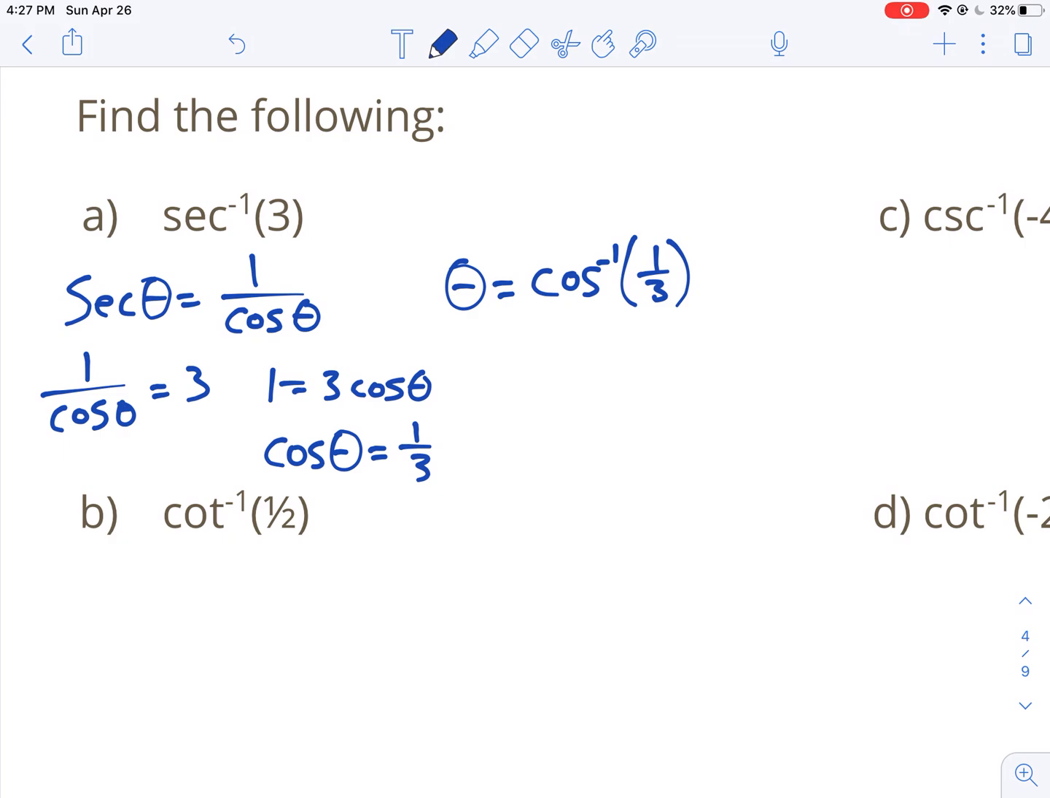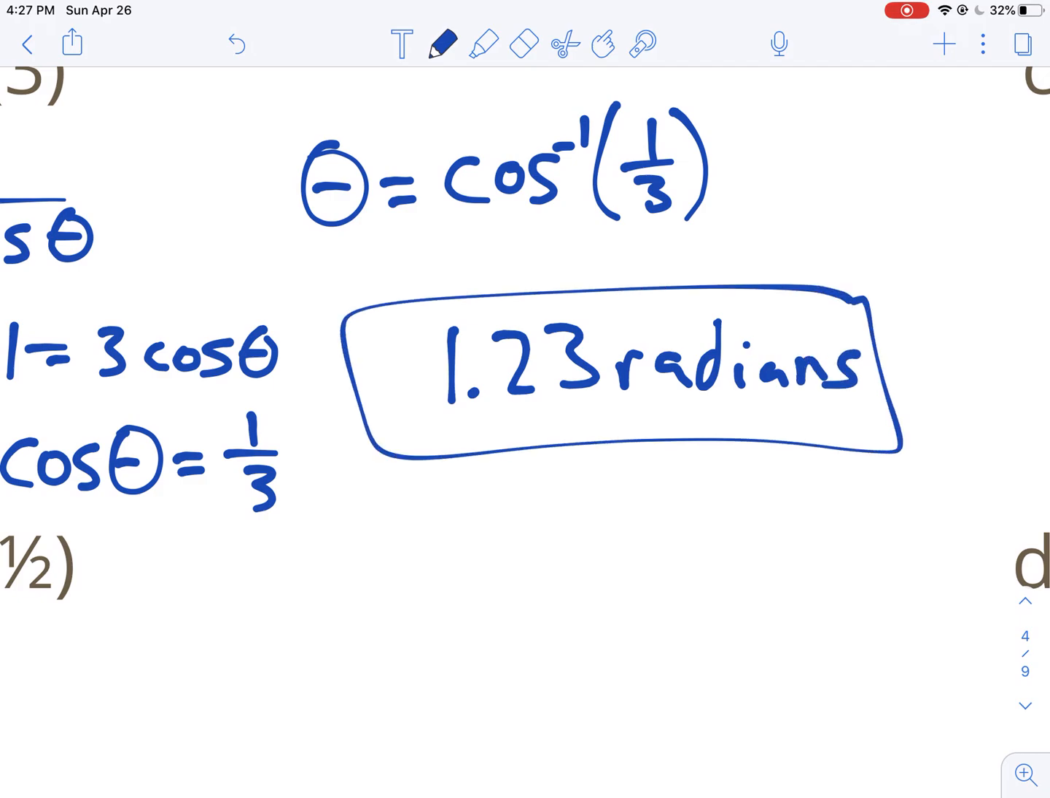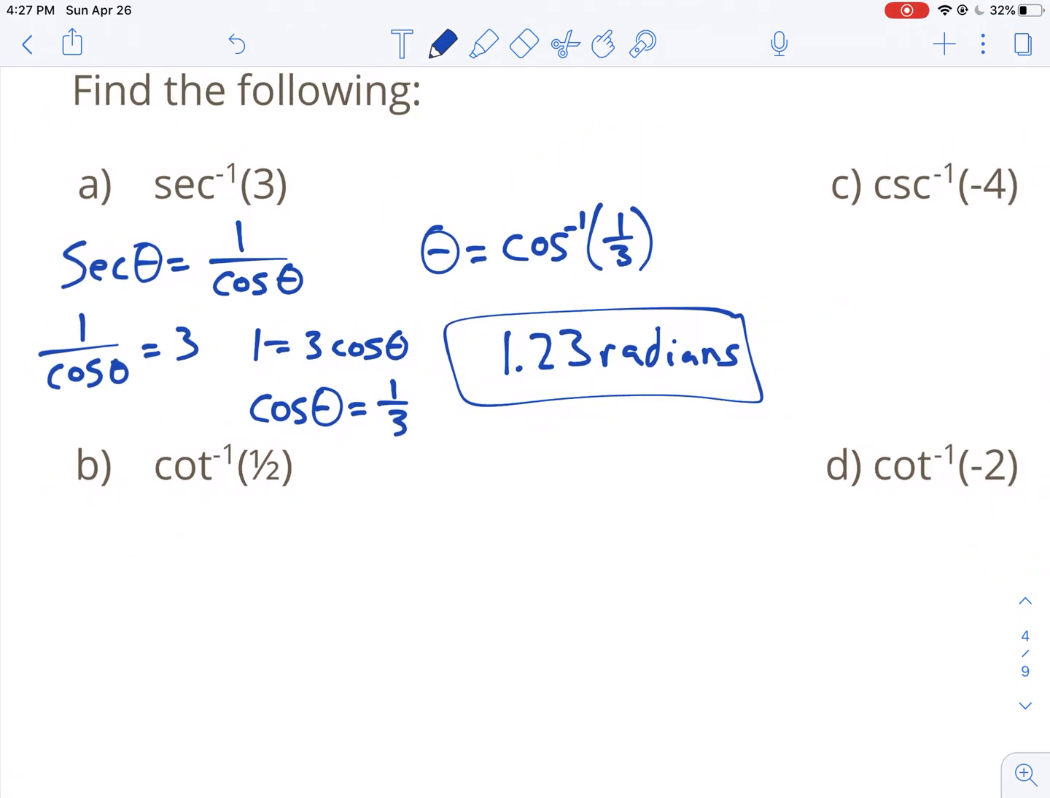Once I'm here, I just go ahead and plug this into the calculator, and I do the inverse cosine of 1/3, and I find that my answer here is 1.23 radians. And that is my answer because these have the same value. I can't do the inverse secant on a TI-83, but I can do the inverse cosine, and I can use my knowledge of the relations to get there.